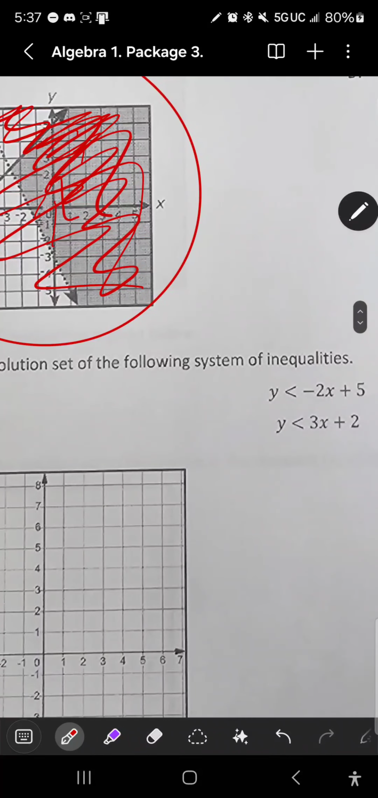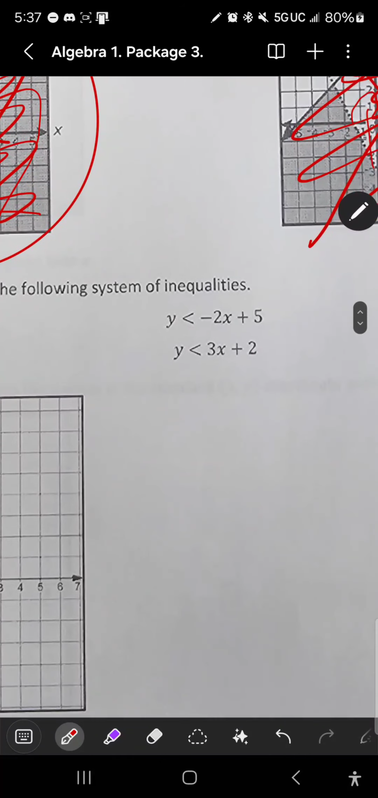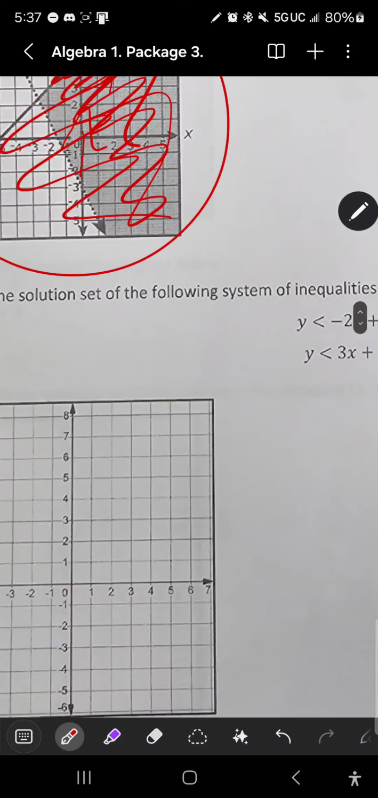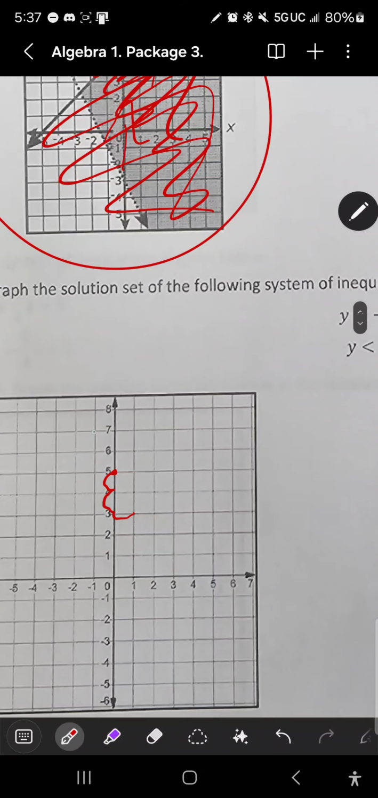Now, graph the solution set of the following system of inequalities. So first, the only thing that we need to do is graph the actual inequalities. So what I'm going to do is graph this. We say that this is negative 2x plus 5. I'm going to say, okay, this is 5 and it's -2. So rise over run will be 1, 2, and 1. The same here, 1, 2. So we have these points.